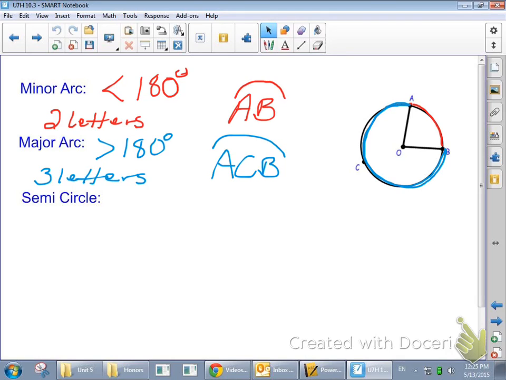If we want to talk about the actual measure of the arc, we call that the measure of arc ACB. A little m in front tells me I need the actual measurement, like the angle measurement. And when we don't have that m in front, we're just talking about that arc. So likewise up here I could say the measure of arc AB. We'll talk about that more a little bit later.